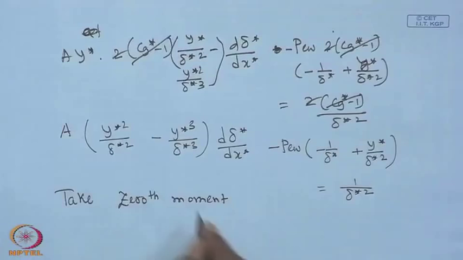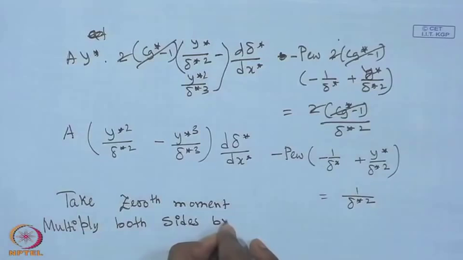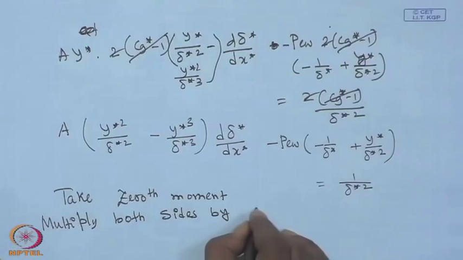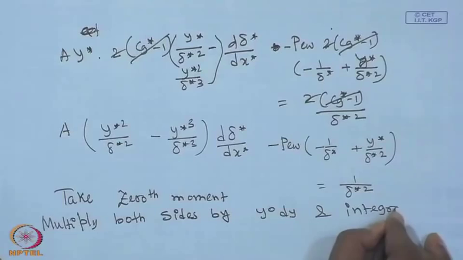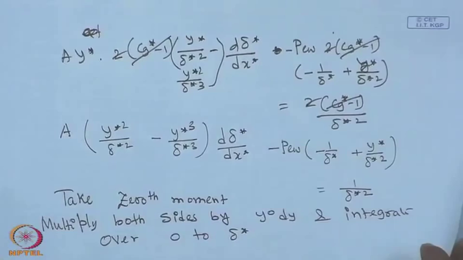Of this equation, that means multiply both sides by y to the power 0 dy and integrate over 0 to delta star, that is the boundary layer thickness. So, we multiply both sides by y to the power 0 dy.